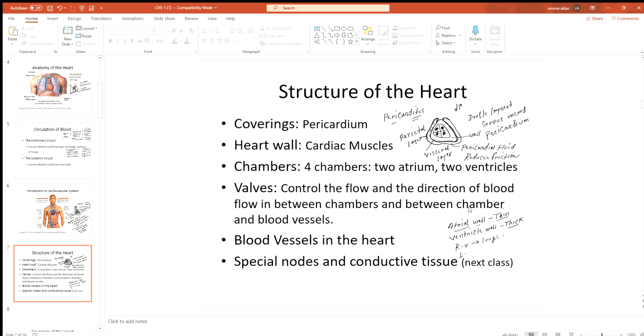However, the left ventricle sends the blood to the body. So this one needs to pump more forcefully than this one. So that's why the left ventricular wall is thicker than the right ventricular wall. If you compare the two walls, the right ventricular wall and the left ventricular wall, the left is much thicker than the right, because the left ventricle very strongly pumps the blood to send to the body.